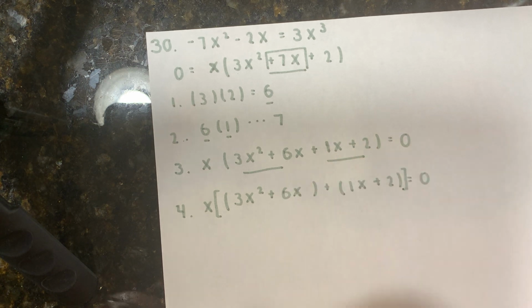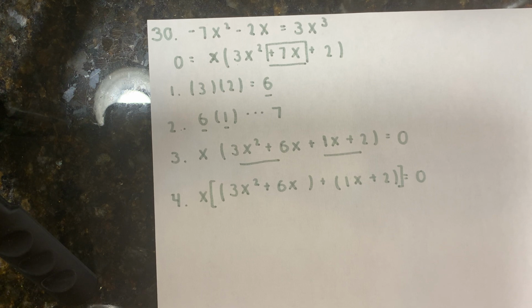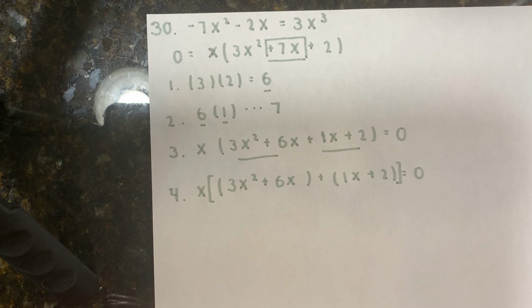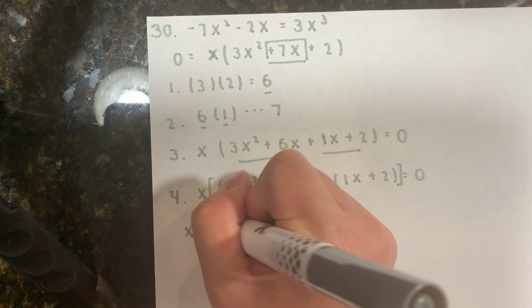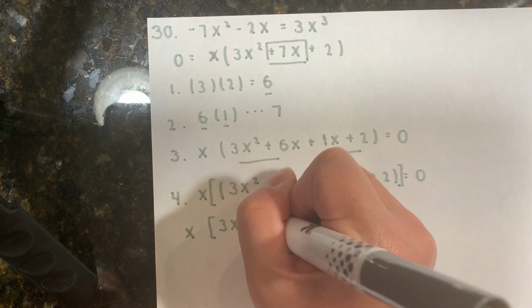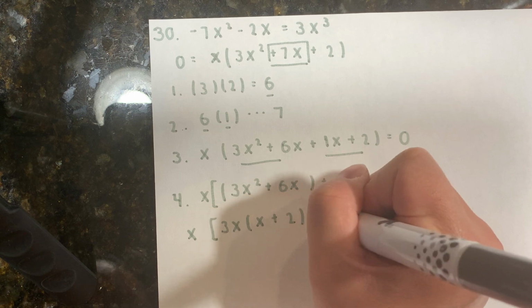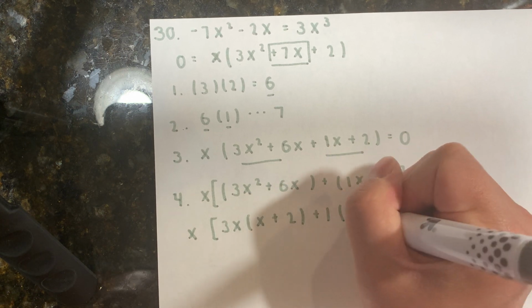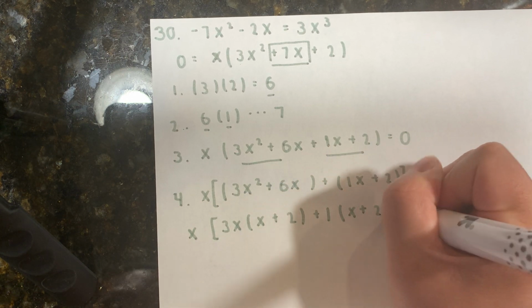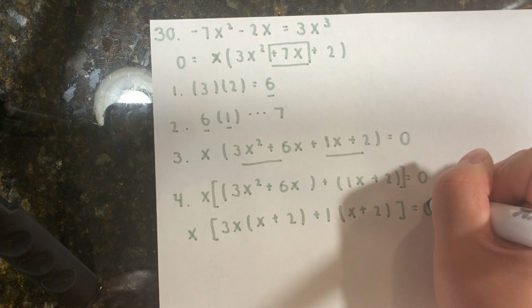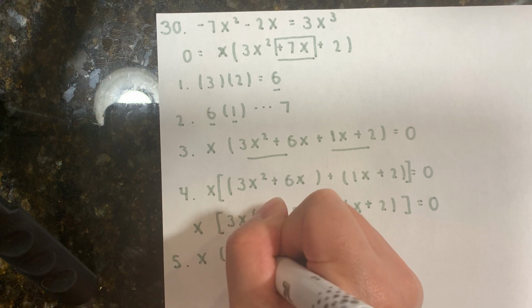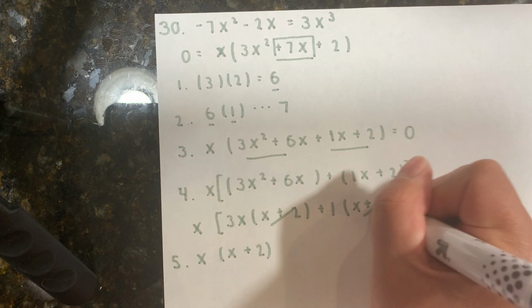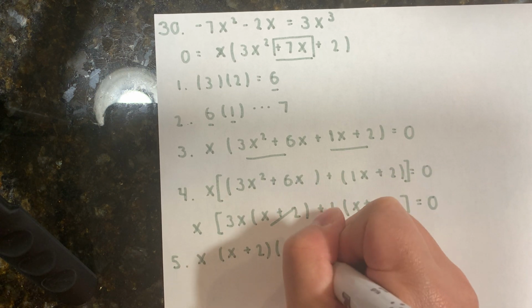Now there's nothing I can factor out of the second parenthesis, so I'm just going to factor out a 1. In the first parenthesis, I can actually factor out a 3 and an x, leaving me with x plus 2. Factor out only a positive 1 leaves me with exactly what I had before, x plus 2. So now I have x times x plus 2, and then times 3x plus 1.